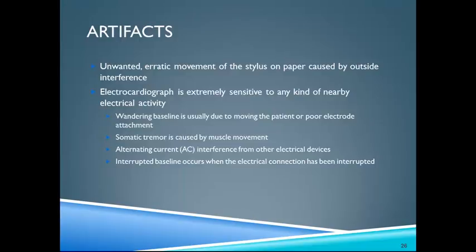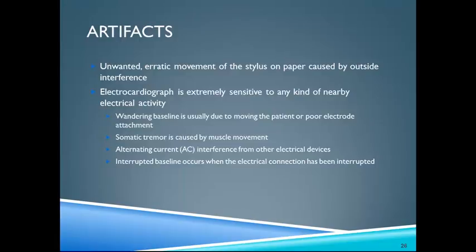Artifacts are unwanted, erratic movements of the stylus on paper caused by an outside interference. EKG is extremely sensitive to any kind of nearby electrical activity. There are 4 types of artifact. There is wandering baseline, which is usually due to the patient moving or poor electrode placement.